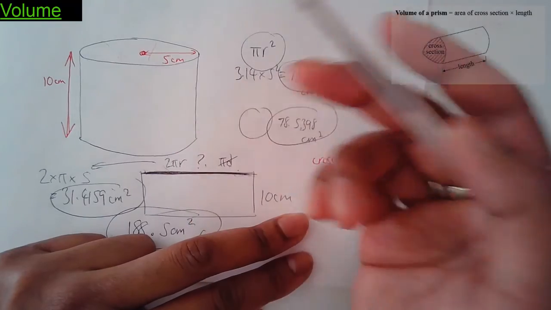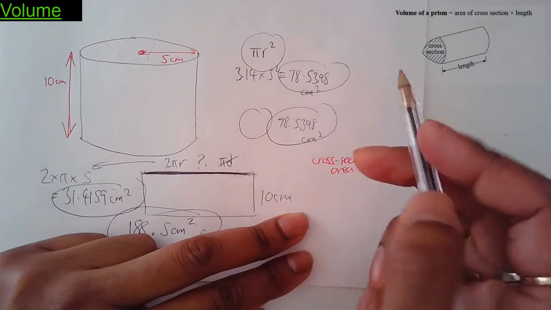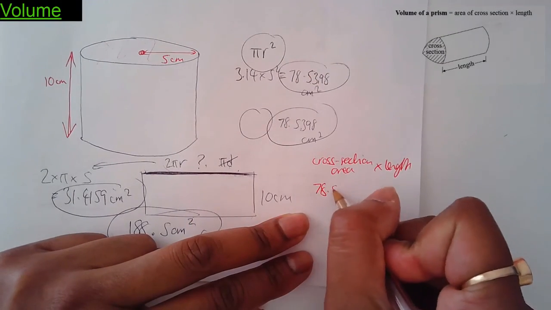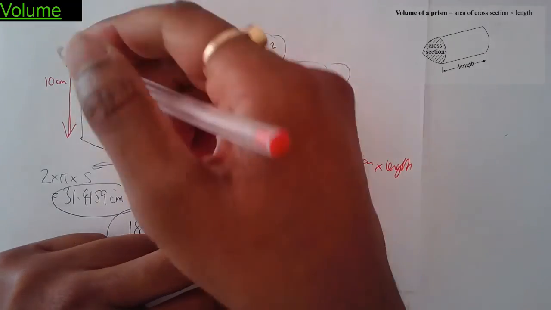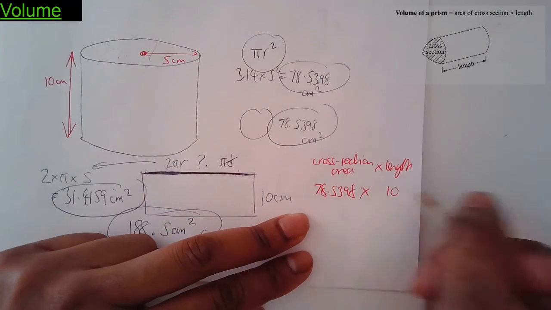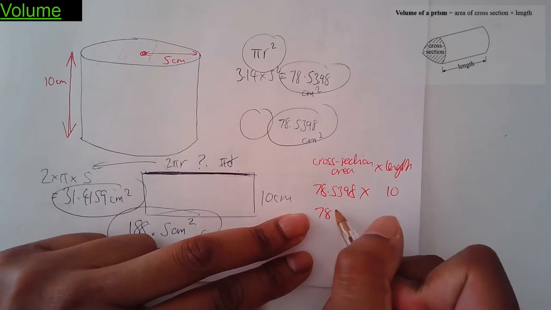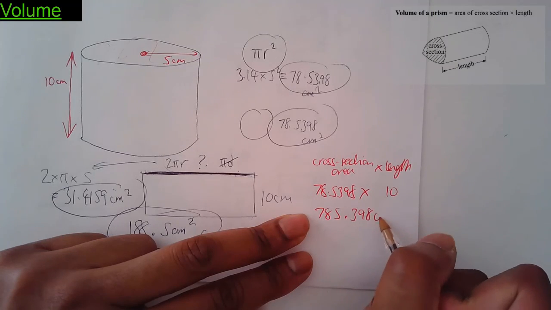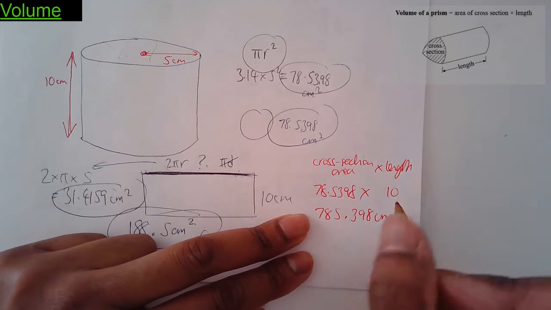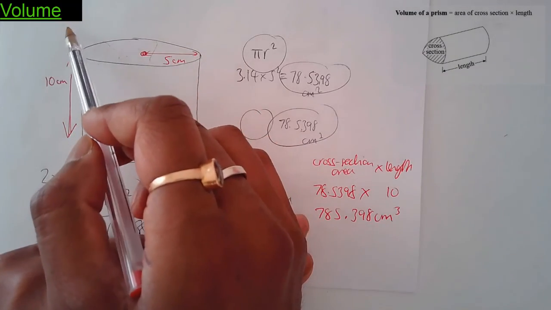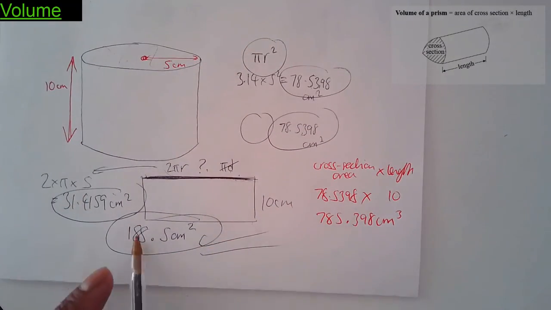The cross-sectional area, well, it's just a circle, isn't it? It's pi r squared. We've already worked it out. And the length happens to be 10. Multiply these together. Centimeters cubed, because we just worked out volume just now. Right, so make sure you don't confuse the 2 things.